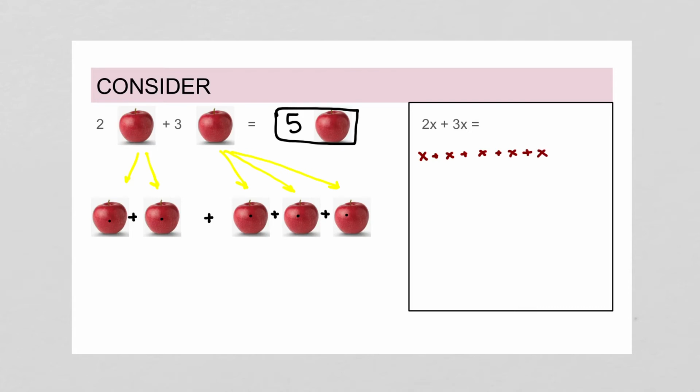And where did I get that from? This is my 2 x's right here. These are 3 x's. And altogether, how many x's do I have? Well, I have 2 of them and 3 of them, I have 5 x's. So what I've done there is I've taken my 2 terms that both have an x, so they share that same variable. They are like terms, right? They both have an x. So I can combine them to make 5x.